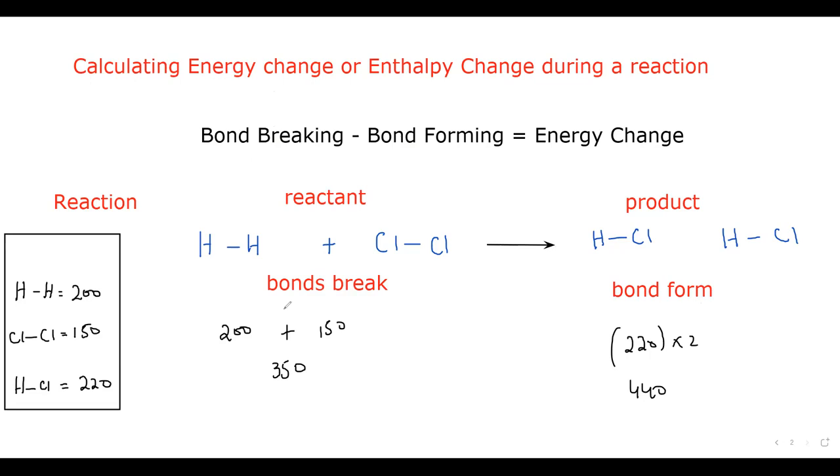So what is the bond breaking energy? The bond breaking energy is 350. So we write 350 minus the bond forming energy, which is 440. So 350 minus 440 will give us minus 90. That's right. If we get a negative energy change, what is the meaning of negative energy change?